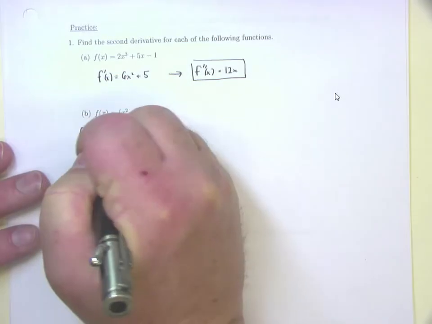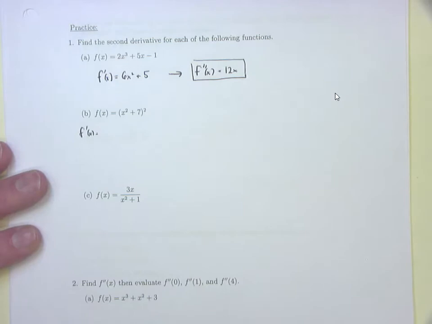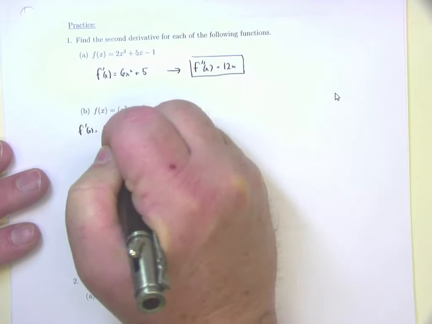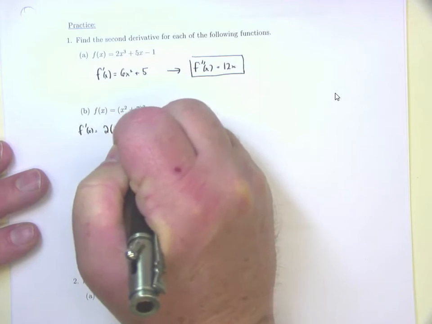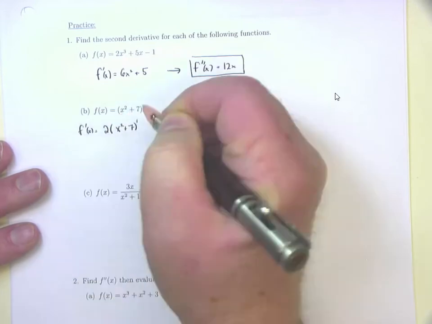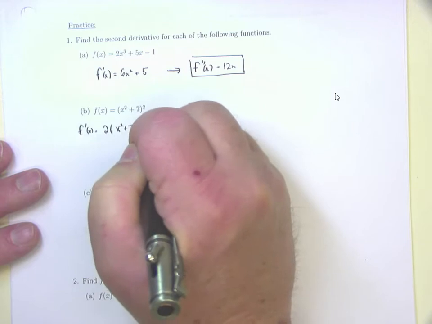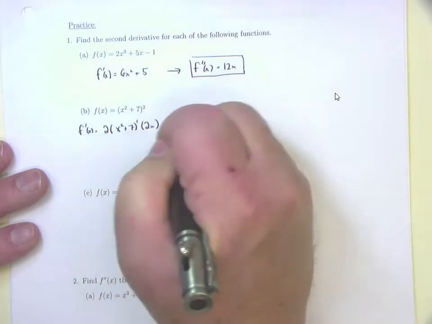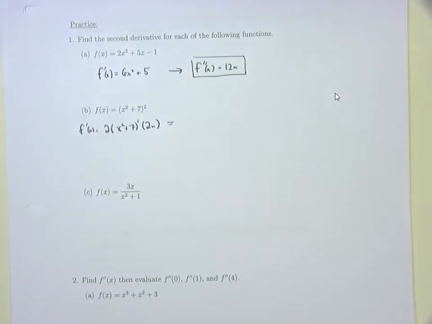Well, to take the first derivative, what rule do I have to use to take derivative of x squared plus 7 squared? Chain rule. Derivative of the outside, inside stays the same, times derivative of the inside. Derivative of the outside, the 2 pops out front, the inside, x squared plus 7, stays the same, raised to the 2 minus 1. Times derivative of the inside, which is derivative of x squared is 2x, derivative of 7 is 0. The next thing you should do is clean him up.